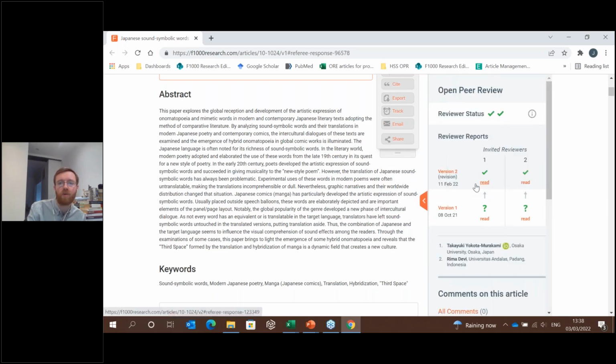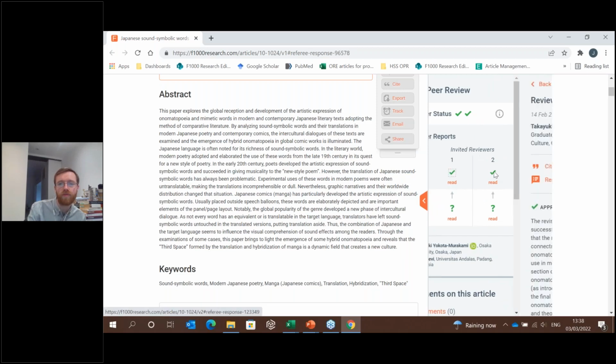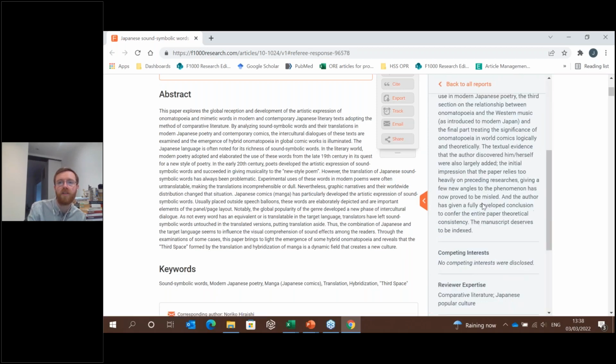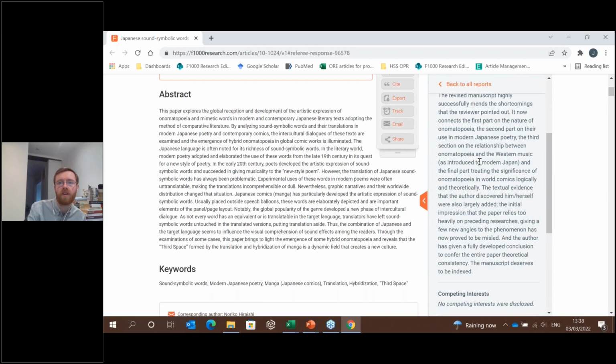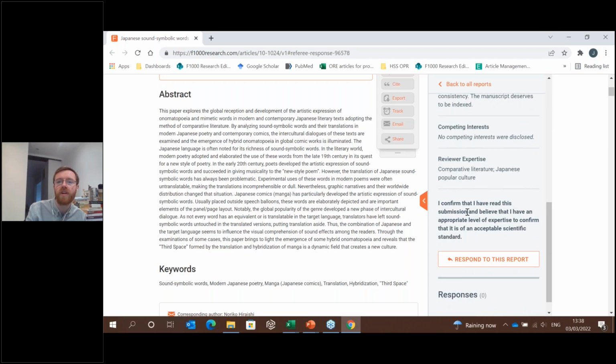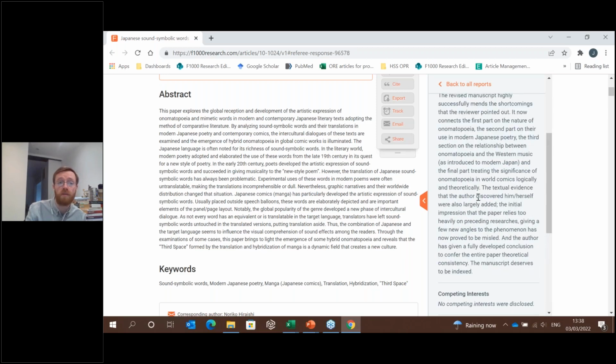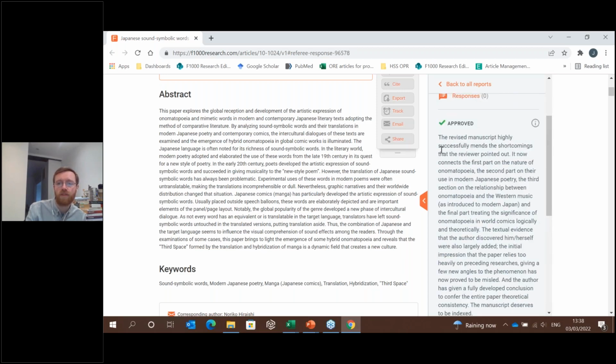This article then went to a version 2. When reviewers approve a version 2, we don't always expect them to write a full-blown report, because at that point they're mostly just signing off on the changes made by the authors in response to the reviewers. But they generally then provide a short report.